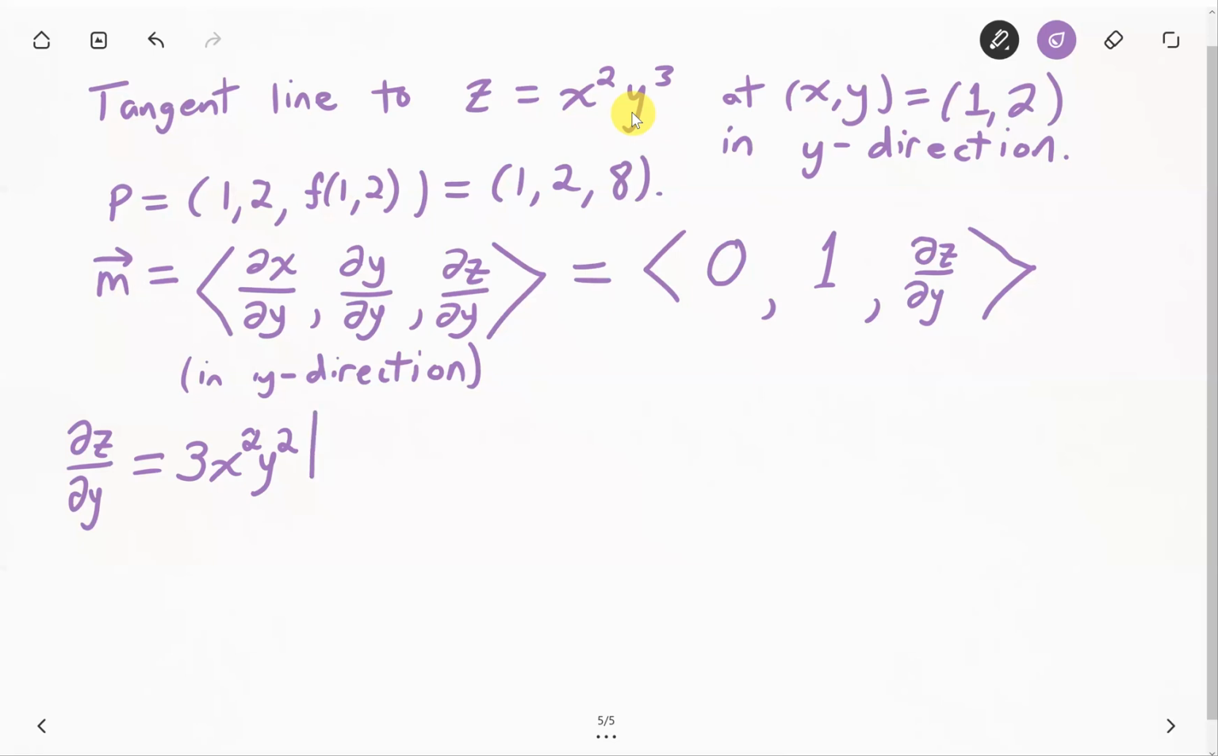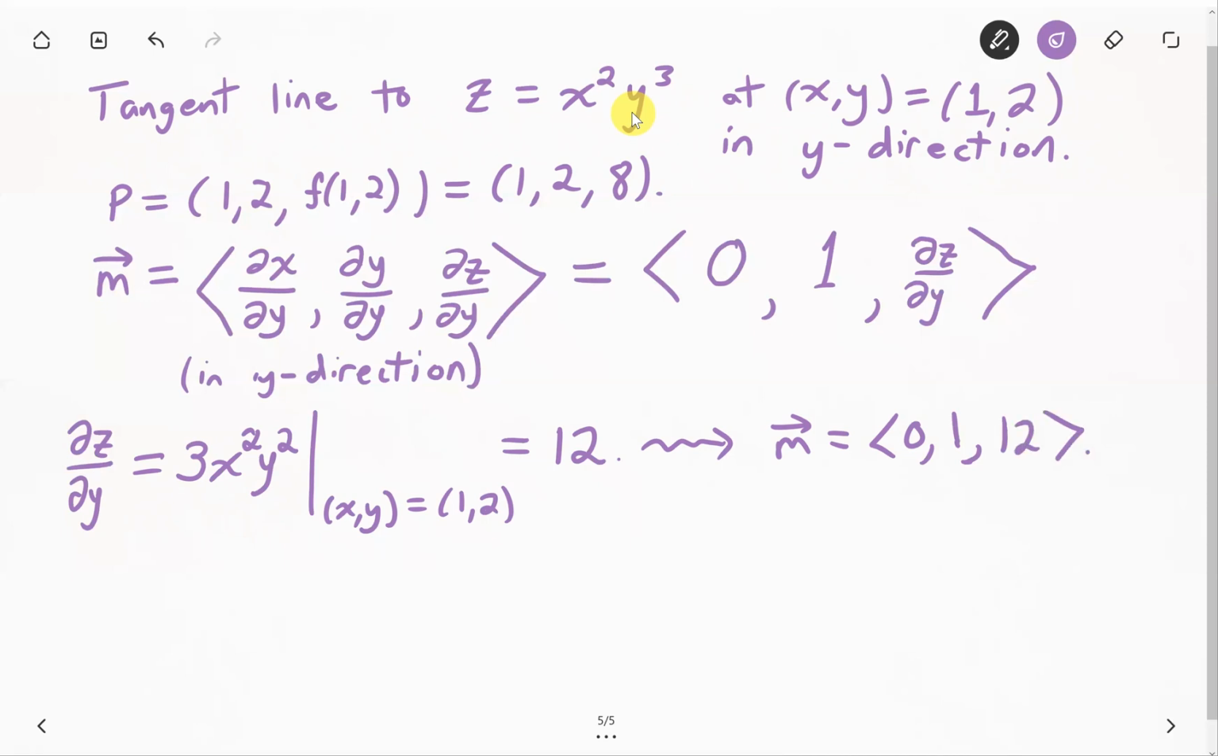Next, let's plug in the values for x and y, 1 and 2. And this tells us that the derivative is going to be 3 times 1 squared times 2 squared. So that's 3 times 1 times 4, that's 12. So this is how quickly the height is changing as we change y at this point. With this information, we now know that the slope vector will be 0, 1, 12.